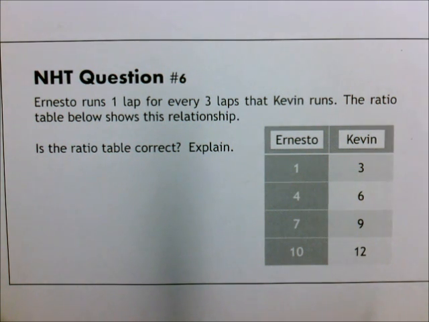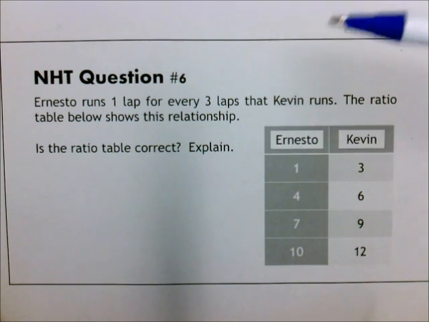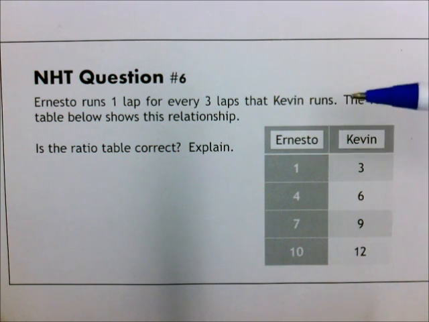It says, Ernesto runs 1 lap for every 3 laps that Kevin runs. The ratio table below shows this relationship. So we have Ernesto over here and Kevin right here. And it asks the question, is the ratio table correct? Whether you say yes or no, you do need to give an explanation.